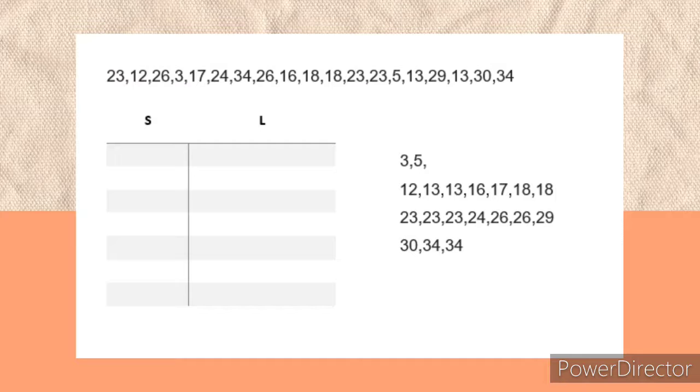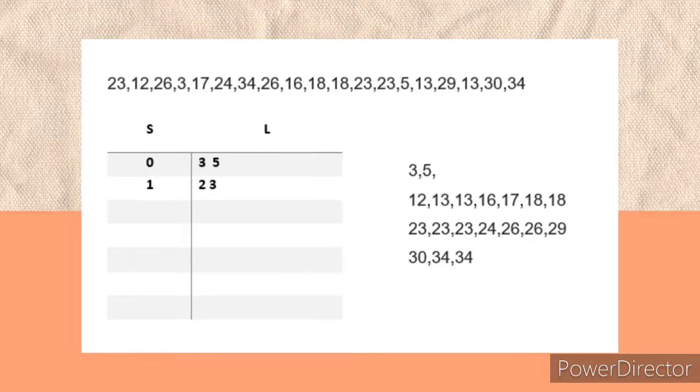So now, let's say we have this set of numbers. Then make a two-column table, S for stem and L for leaf. Then we need to arrange it from the 1s to 10s, 10s to 20s, then 30s to 40s.